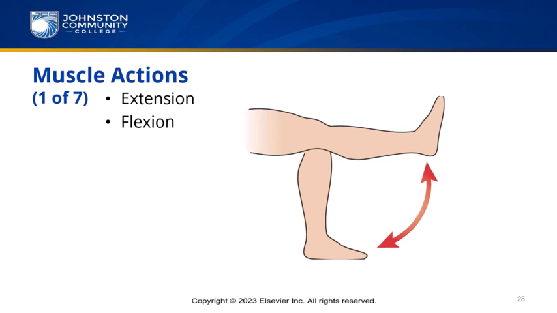We'll begin with extension and flexion. Remember that muscle tissue has the unique properties of being able to contract and relax. When working in pairs, one set relaxes while the other contracts in order to pull limbs into a variety of positions. The action of extension is the process of stretching out or increasing the angle of a joint. Flexion is the process of decreasing the angle of the joint.